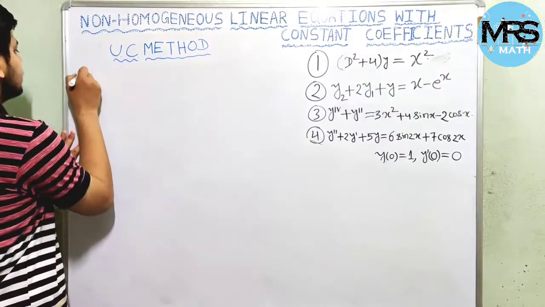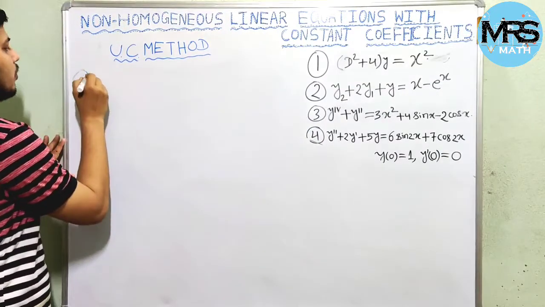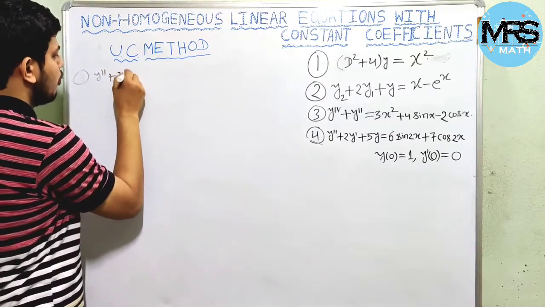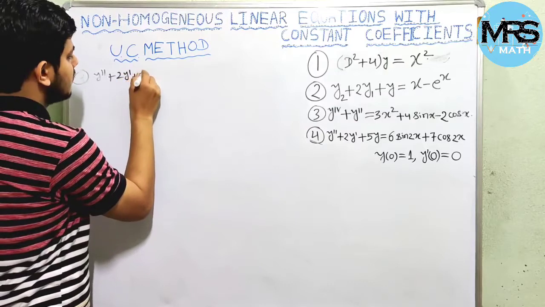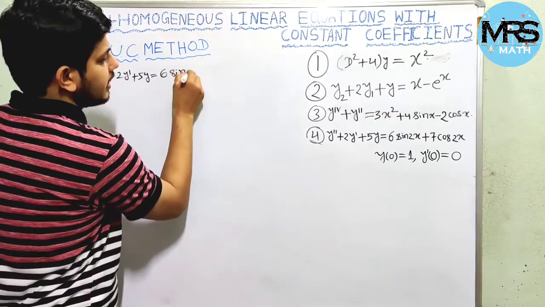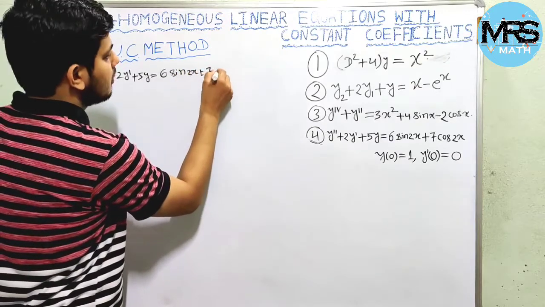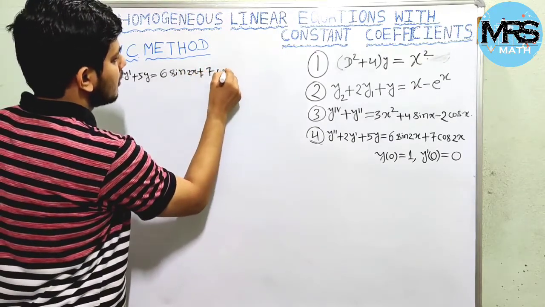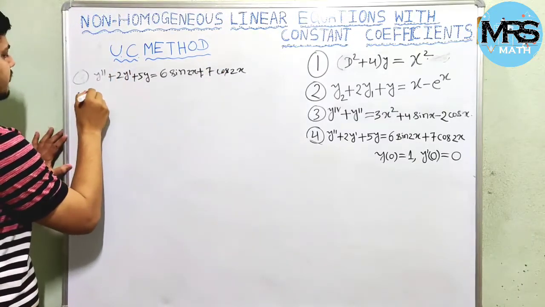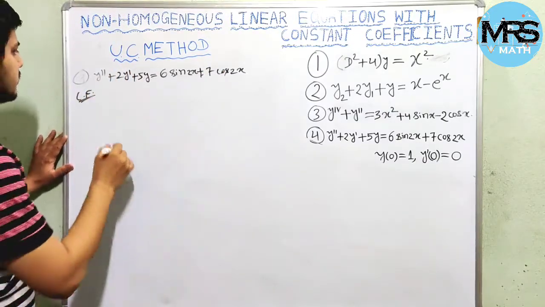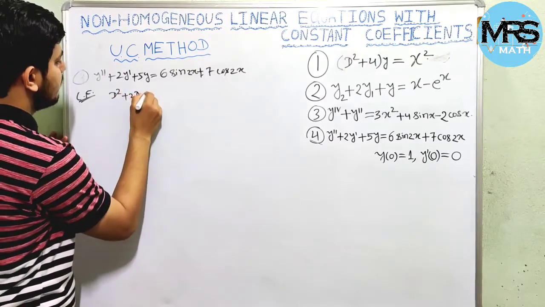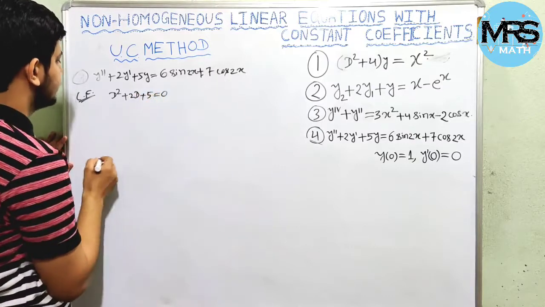Number 4 is y double dash plus 2y dash plus 5y equal to 6 sin 2x plus 7 cos 2x. First of all we have to find the complementary function. So that will be D square plus 2D plus 5 equal to 0.